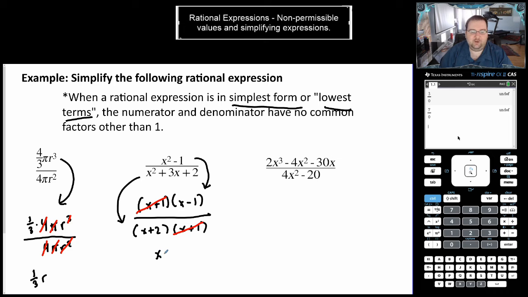All we're left with now is (x minus 1) over (x plus 2). That is much easier to work with. Okay? Much easier to graph, much easier to plug things into. This is why you simplify.